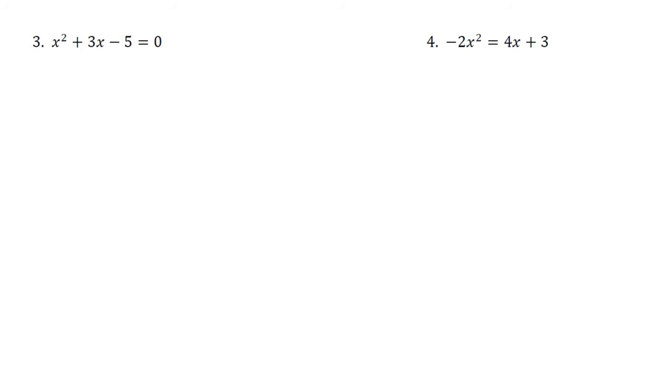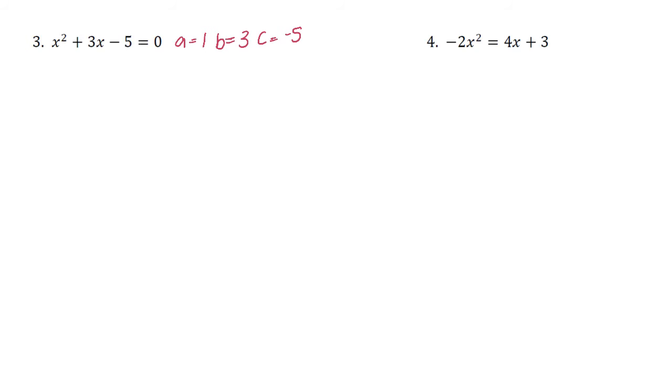Okay, we have 2 more to go, and then I'm going to have you try some on your own. So first thing we want to look at, it does already equal 0, so we're good there. So let's just identify A, B, and C. A is 1, B is 3, and C is negative 5. Sorry, I'm having trouble with my equal signs.